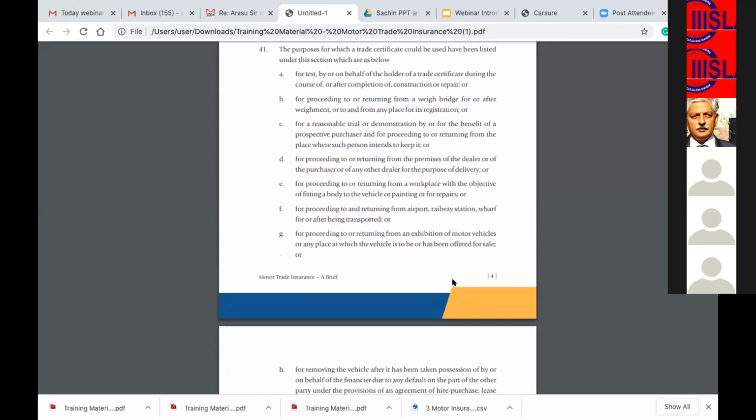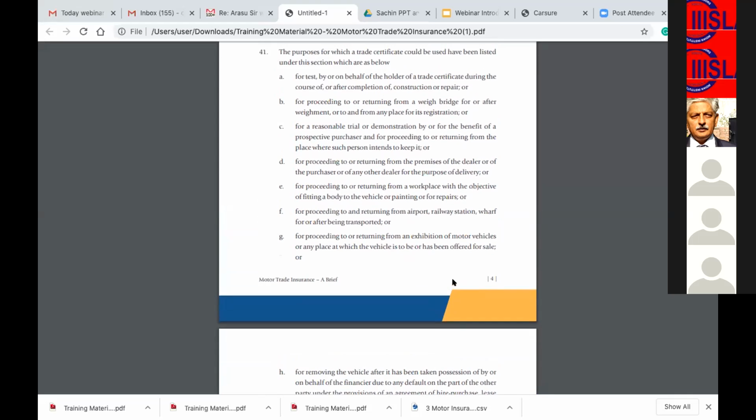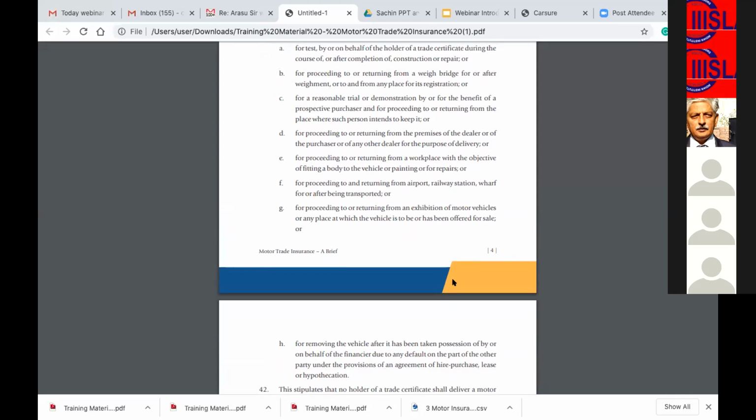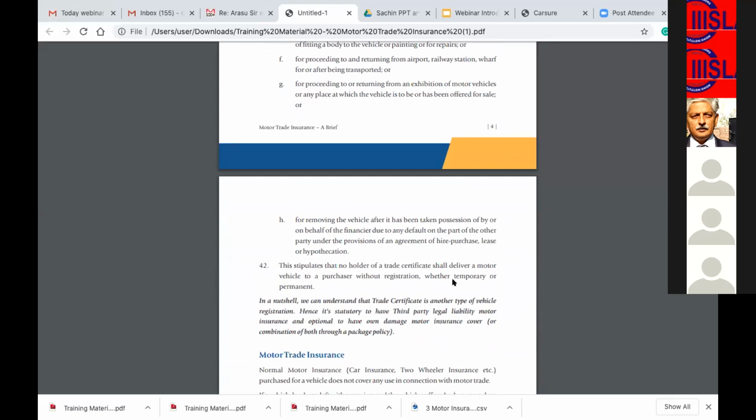And not only the items listed in the motor vehicle law under section 41, item A to H, the tariff also covers certain other usages which are not given here. For example, when a new vehicle comes into the dealership, it is a natural human reaction. The proprietor, managing director, or general manager may take the vehicle home for trial purposes because a new product has come in, and I would like to try first. Even those kinds of informal usages not listed in the Act are also covered under the motor insurance product.